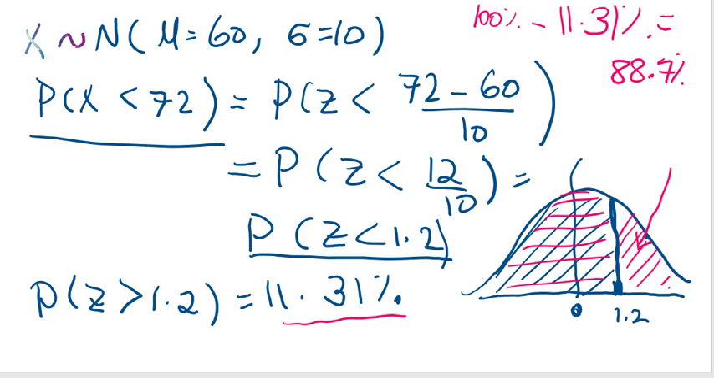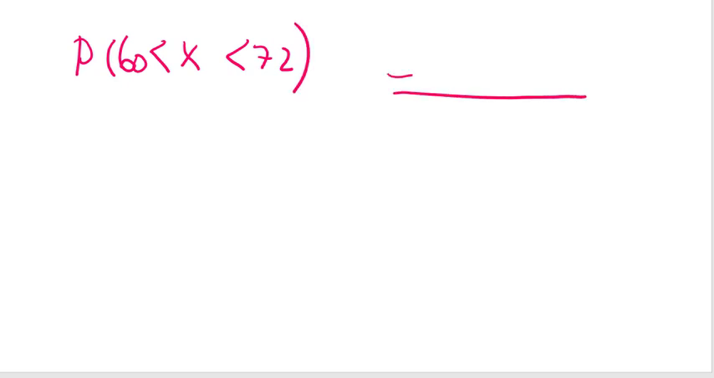Okay, now the next one is: what is the probability of X between 60 and 72? So the question says, what's the probability of X less than 72 but greater than 60? Okay, so what does it want?